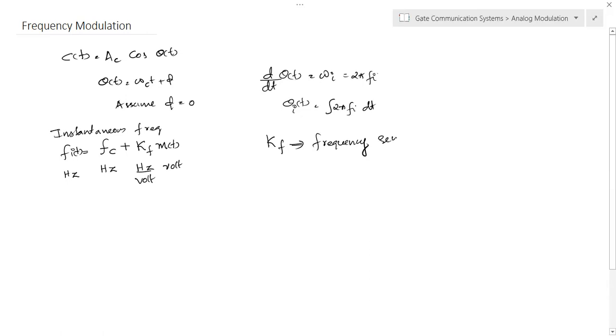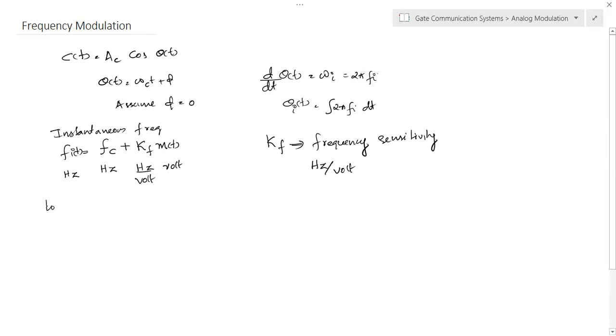that kf is defined as the frequency sensitivity, and the unit of this particular kf is hertz per volt. This is also very important, the unit of this frequency sensitivity constant. Now, if you want to find out the total change in angle, so this is the instantaneous frequency.